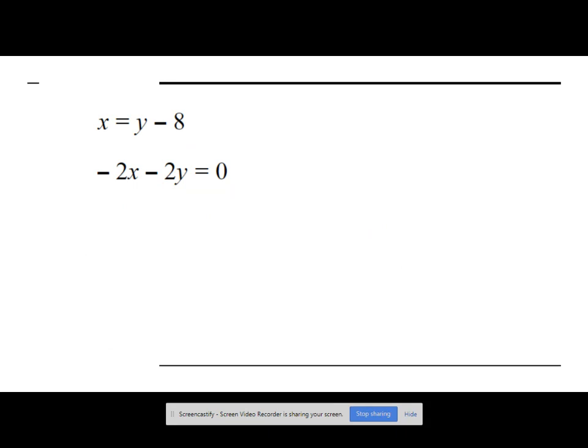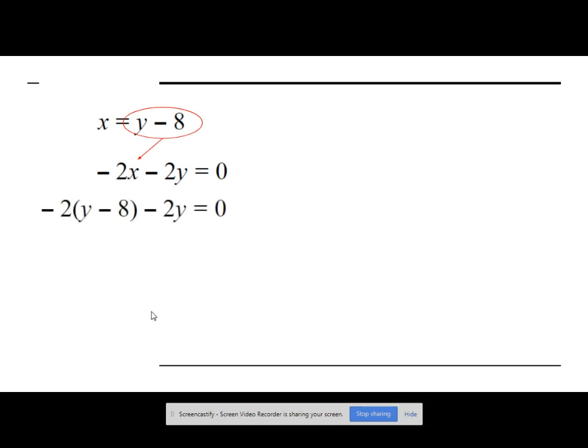Same idea here. We have one of the variables isolated. X is isolated. X is all by itself. The other one is not, but that's okay. We only need to have one variable isolated to use this method. So if x equals y minus 8, wherever I see an x, I can replace it with y minus 8. Here's an x. So we're going to replace x with y minus 8. We end up with this.